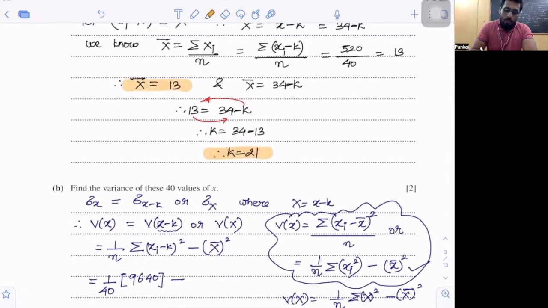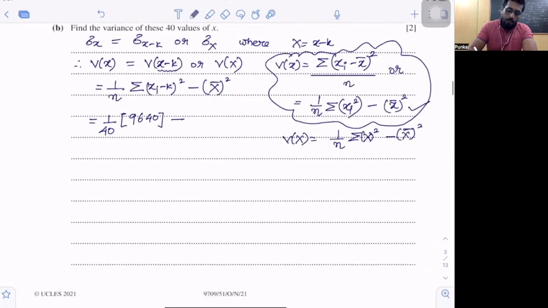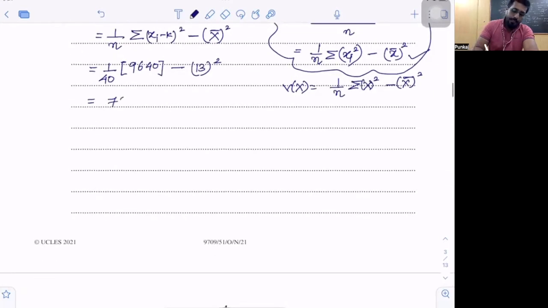Capital X bar was 13. So I go here and I write 13 square. Now my job is to just simplify this. So I'm going to go to the calculator. It's 9640 divided by 40, and then minus 13 square. So the answer comes 72. So V of X is 72.